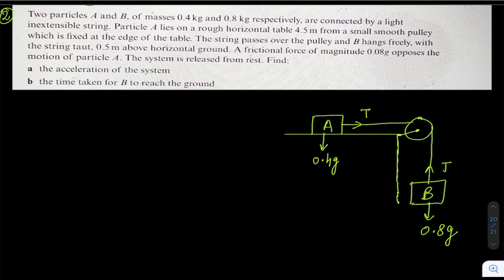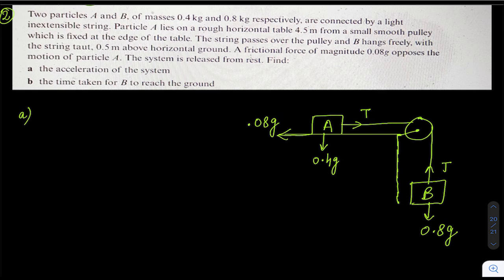Next, a frictional force of magnitude 0.08 g opposes the motion of A. So there is a friction force here that is 0.08 g. So that's our diagram now. Let's see what they are asking now. Part A, the acceleration of the system.